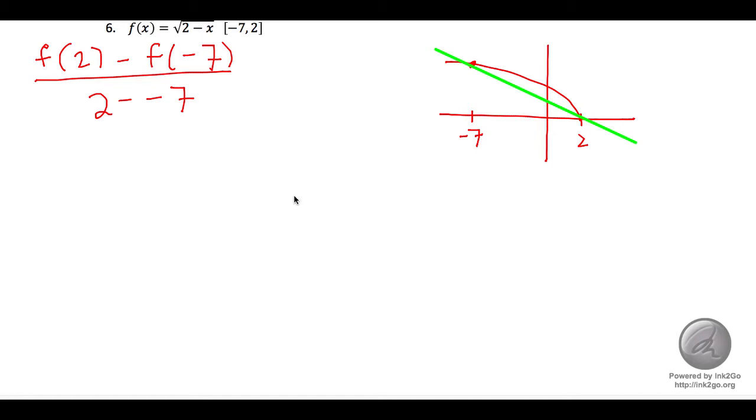So the slope of that line is not too difficult to figure out. f of 2 is just 0. f of -7 would be 3. All of this divided by 2 minus -7, so that's 9. So the slope of that line is 1/3. Now we want to figure out where on this red curve is a spot that has the instantaneous rate of change equal to -1/3. I'm sorry, this should be -1/3.